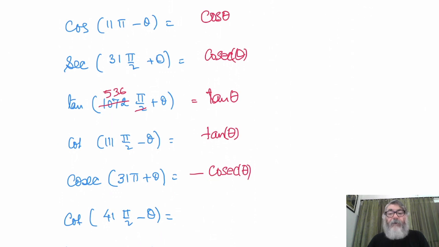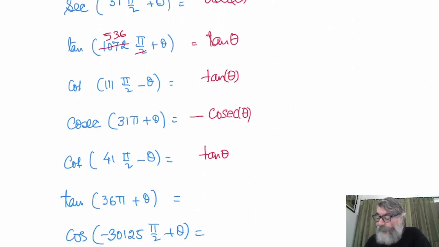Then cot of 41 pi by 2 minus theta. 41 divided by 4 will give you one remainder. One remainder means it is going to fall along the vertical line OY, because the remainder is one and it is positive. So along OY, and minus theta means it will come into the first quadrant. Cot will change into tan because pi by 2 is there, and in the first quadrant every trigonometric ratio is positive.